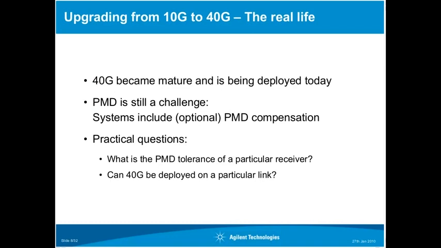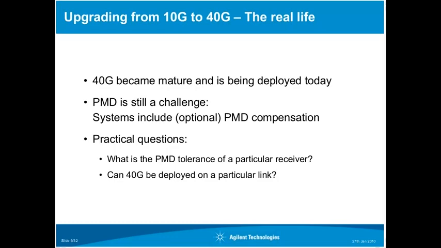PMD, Polarization Mode Dispersion, is still a challenge, and it turns out that most systems I know include a PMD compensator or some sort of means for compensating the PMD of the link. My understanding is that this is optional, and also that nobody really wants it in the system, so people try to avoid this because it increases the probability that you will have some problems. So if possible, you want to avoid PMD compensation.